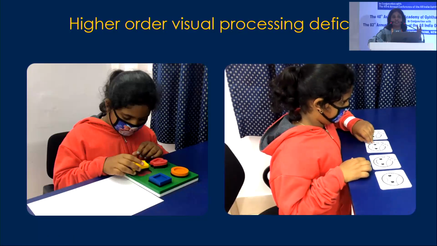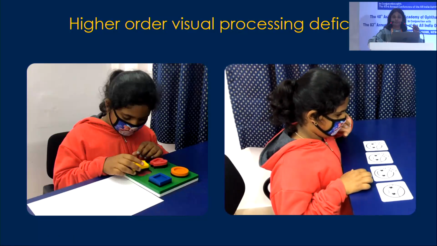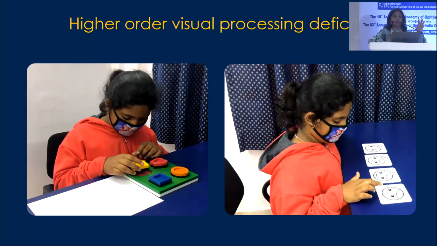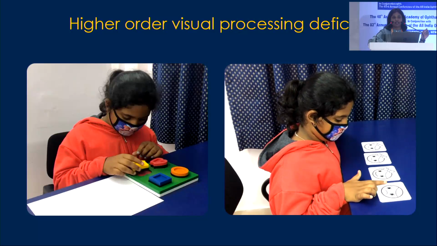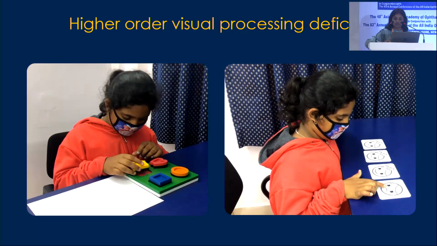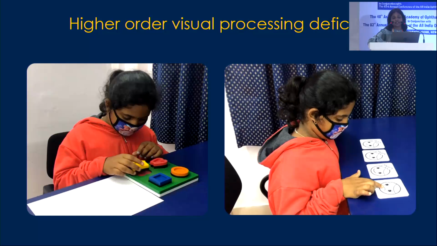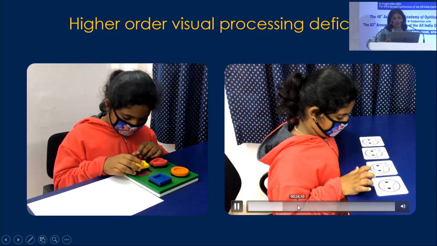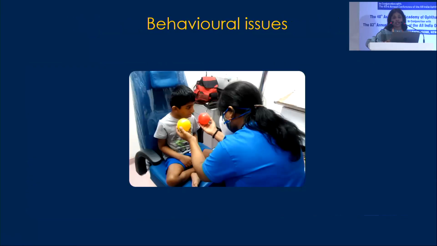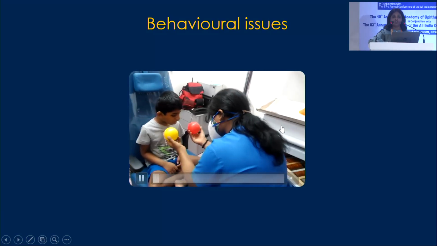So the task that I gave her was just to pick up the card which has a happy face. And the child was actually struggling with it despite having a 20 by 30 visual acuity. So this clearly shows that children with CVI do have higher order visual processing dysfunction, and they need to be checked for those. Behavioral issues again are very common in children with CVI.